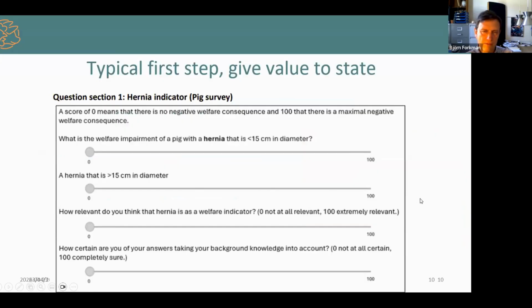So when you're doing a welfare assessment, typically the first step is saying, all right, I have a number of indicators, a number of measures. If I have these measures, what is the welfare consequence of it? And one issue is, of course, that there's no common coin, so to speak, for what is the suffering of a hernia, in this case, or a shoulder wound, or a bitten tail. You have to rely on expert evaluation. That is what everyone is doing.